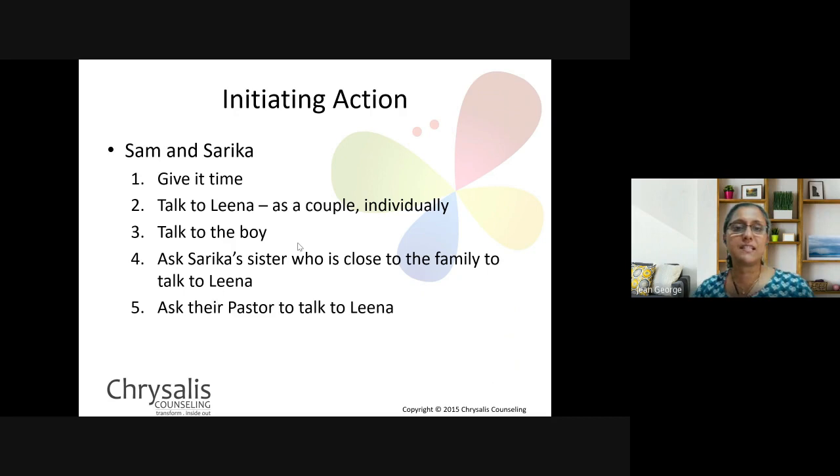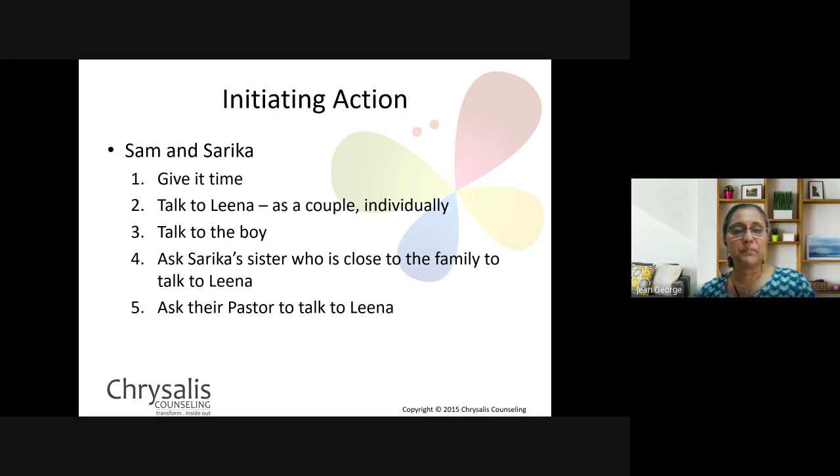So here in Sam and Sarika's case, maybe they come up with many strategies. One is they give it time, or they talk to Lena, their child, as a couple, or they talk to her individually, or they talk to the boy. They may ask Sarika's sister to talk to Lena. They may ask their pastor to talk to Lena. So there are 4 or 5 action points, the strategies that they have decided to do. Maybe their goal here is to convince their daughter that she needs to rethink her decision.